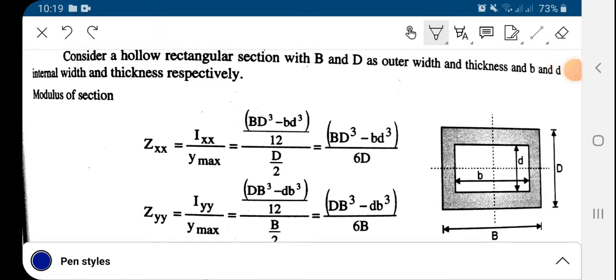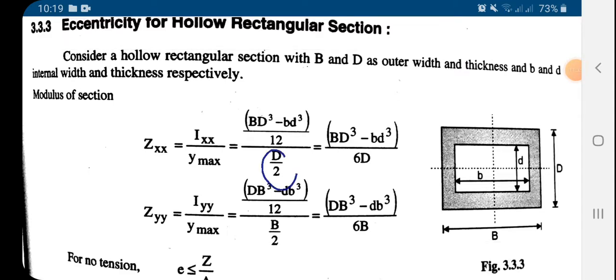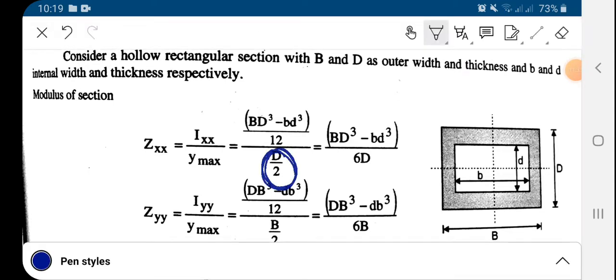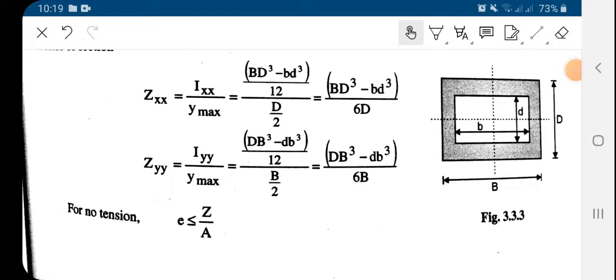So the moment of inertia about the x-axis becomes what? Capital B into capital D cube divided by 12 minus small b into small d cube divided by 12, and y max becomes only capital D by 2. This is the important thing that you have to keep in your mind. In this case, y max becomes only capital D by 2. In the same way we can take it about the y axis. So it becomes Iyy divided by y max, which becomes B by 2.